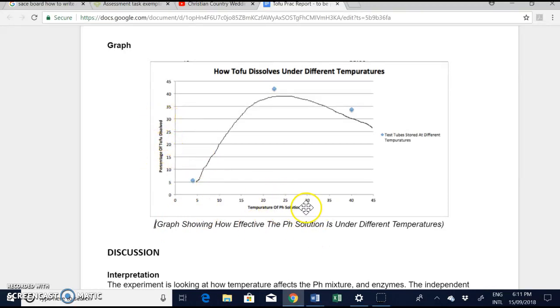Now, labels are good, but don't talk about the pH solution. You should have talked about the pepsin solution. Percentage of tofu dissolved is good, but it needed a unit here. Only 3 points on the graph. You need more than that to show a trend. You don't really need that.